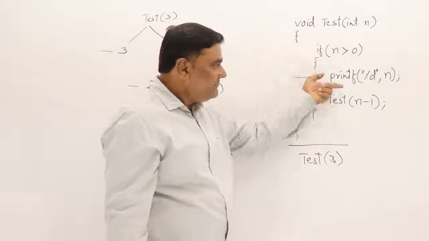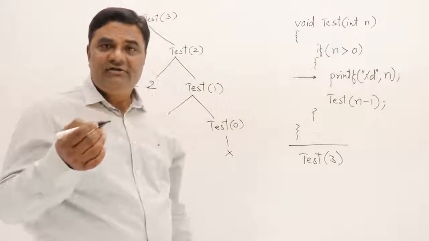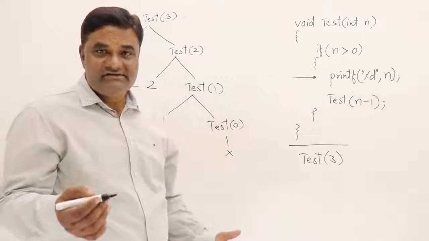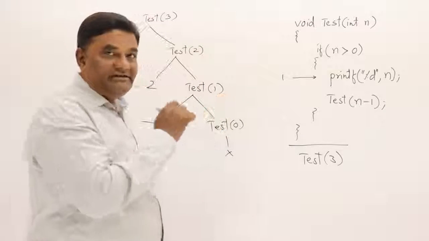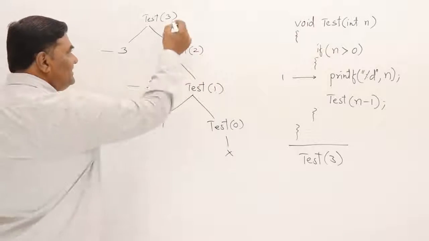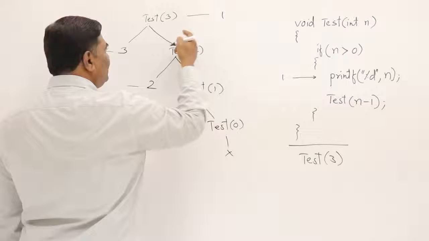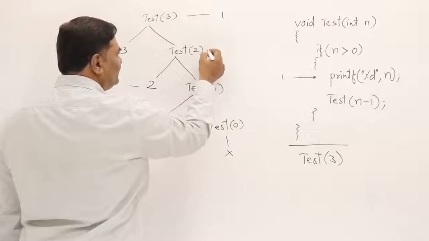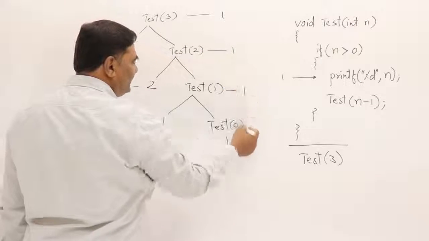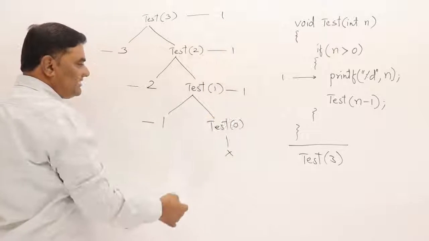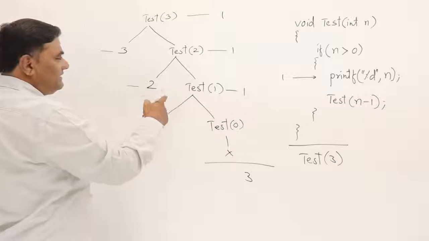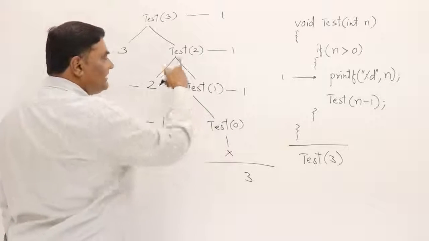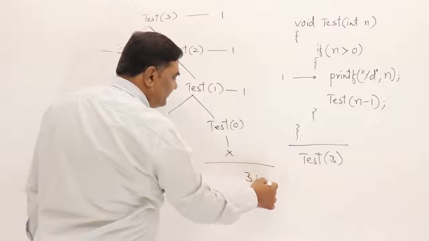Now, what is the time taken for printf? It is just 1 unit of time, as it is a single, simple statement. So in each call, it is spending 1 unit of time, that is printing and then calling. So 1 unit of time, 1 unit of time. Total how much time has it taken? 3. If I take the number of calls, then there are 4, that is 3 plus 1.